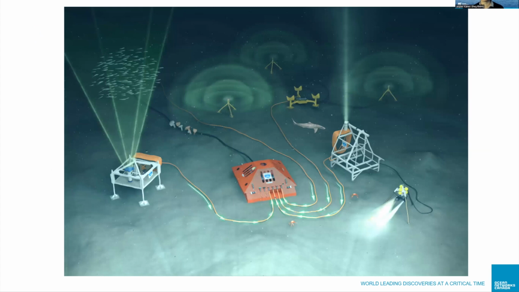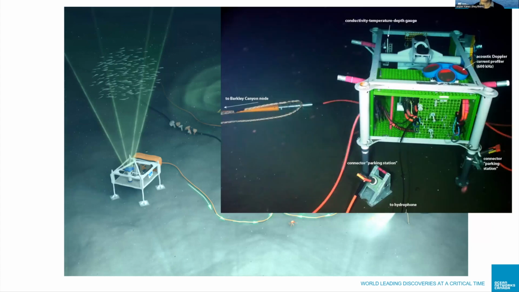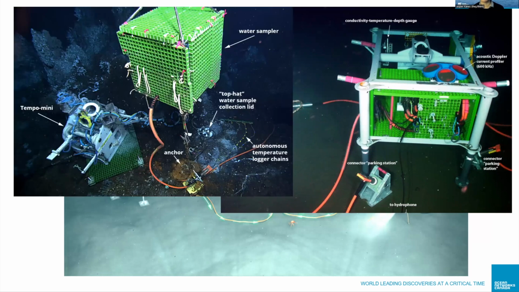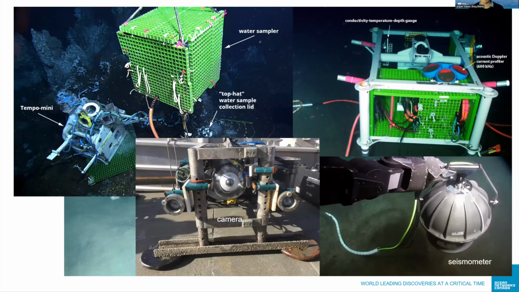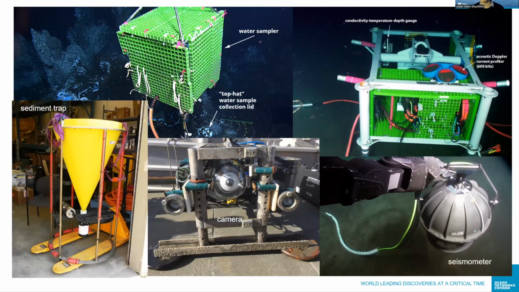So this is a little look at what one of these observatory nodes might look like. The orange piece is the node, and then there are cables coming off to platforms and different instruments. And we have many different types of instruments on this observatory. So just to look at a few of them, there's CTDs, ADCPs, we have a water sampler, seismometers, cameras, sediment traps, of course, hydrophones, and lots of other oceanographic instruments on all of these different nodes all over the Pacific Ocean.